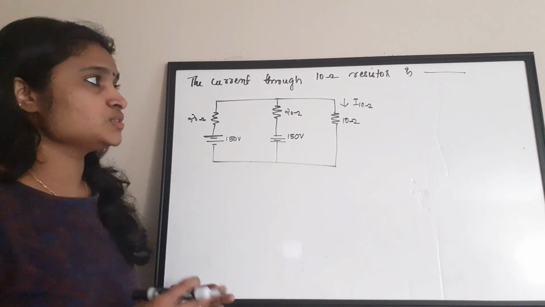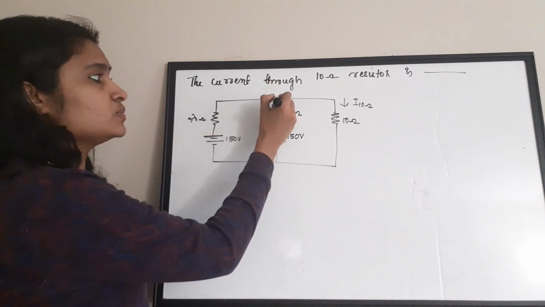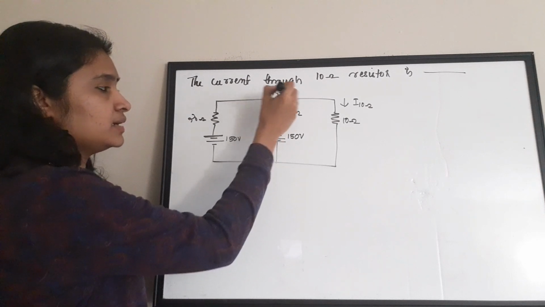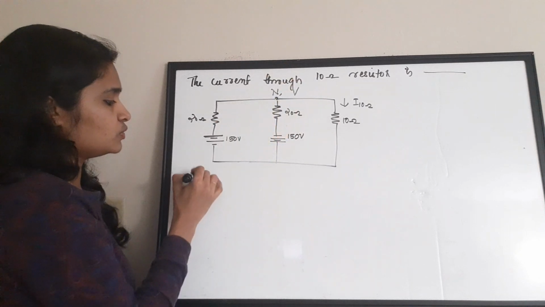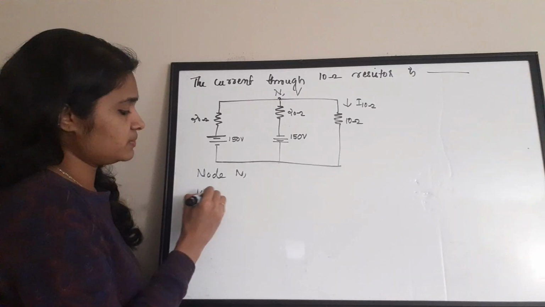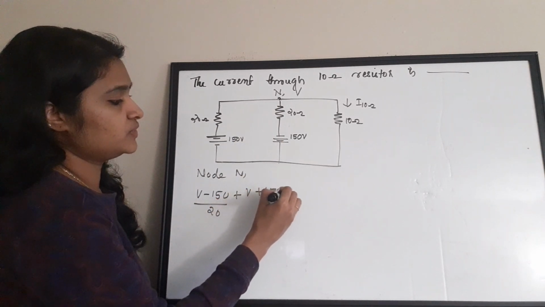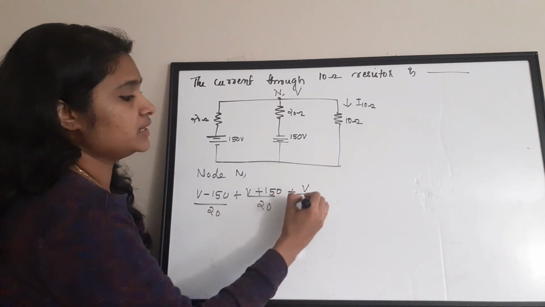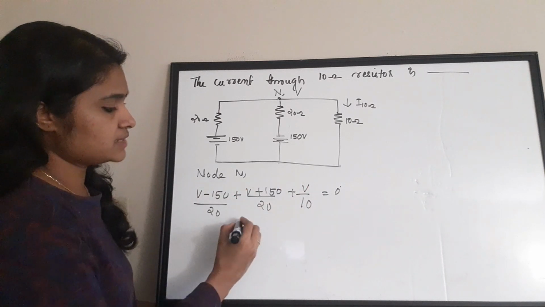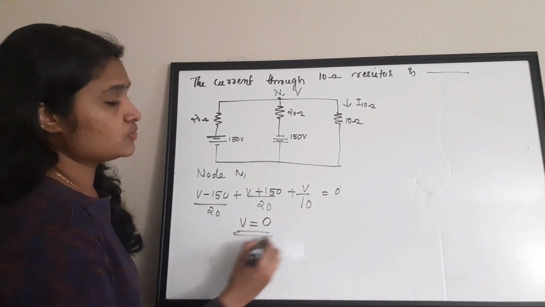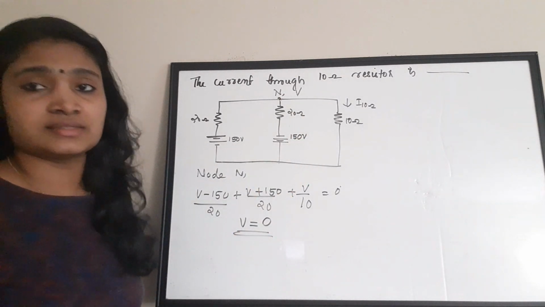The simplest way to approach this question is by applying nodal analysis. This is the central node here. We'll take that as N and let the voltage be V. I'm going to apply nodal analysis for node N: (V minus 150) by 20 plus (V plus 150) by 20 plus V by 10 is equal to 0. If you solve this equation, the answer obtained is V equal to 0. So the voltage across this 10 ohm resistor is V, and that value is obtained as 0.